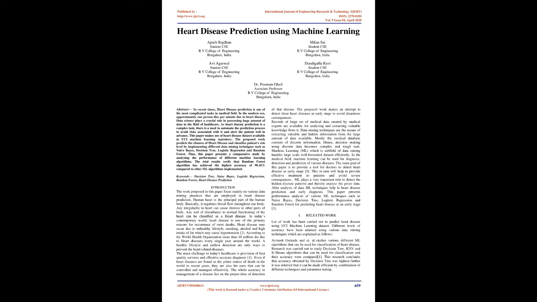In today's contemporary world, heart disease is one of the primary reasons for the occurrence of most deaths. Heart disease may occur due to unhealthy lifestyle, smoking, alcohol, and high intake of fat, which may cause hypertension too. According to the World Health Organization, more than 10 million die due to heart diseases every single year around the world. A healthy lifestyle and earliest detection are the only ways to prevent heart-related diseases. The main challenge in today's healthcare is provision of best quality services and effective, accurate diagnosis.